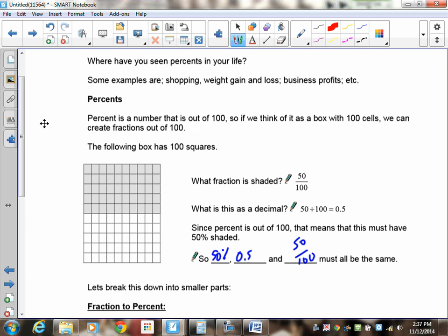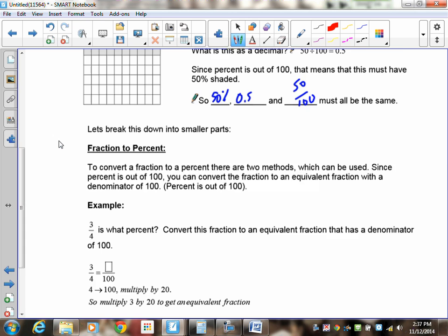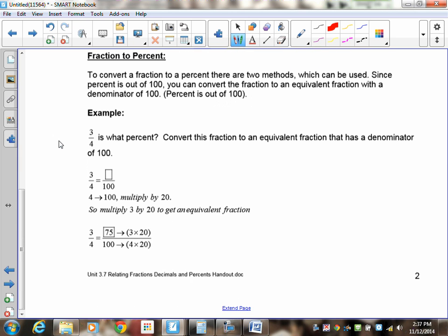So let's break this down now into smaller parts and talk about how to get from a fraction to a percent. To convert a fraction to a percent, there's basically two methods which can be used. Since percent is out of 100, you can convert the fraction to an equivalent fraction with the denominator of 100. Now this works sometimes, but not others. So for example, what is 3 out of 4 as a percent? Well, you can think of 3/4 and try to think of what is its equivalent fraction with a denominator of 100. So how do you get from 4 to 100? Remember this? We multiply it by 20. So if you multiply this by 20, then you have to multiply this by 20.